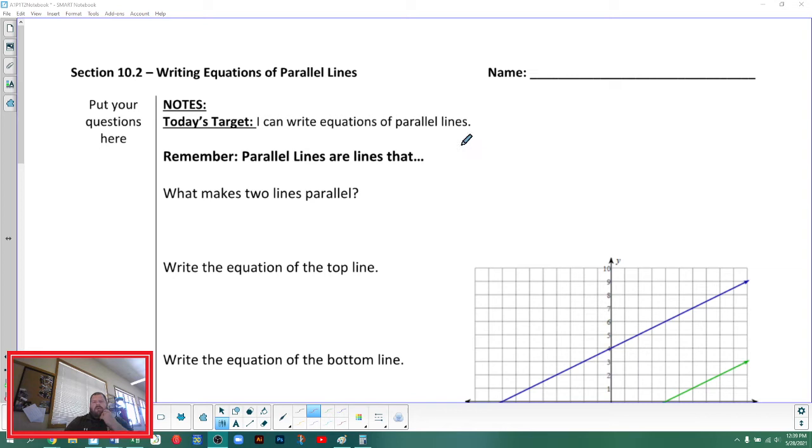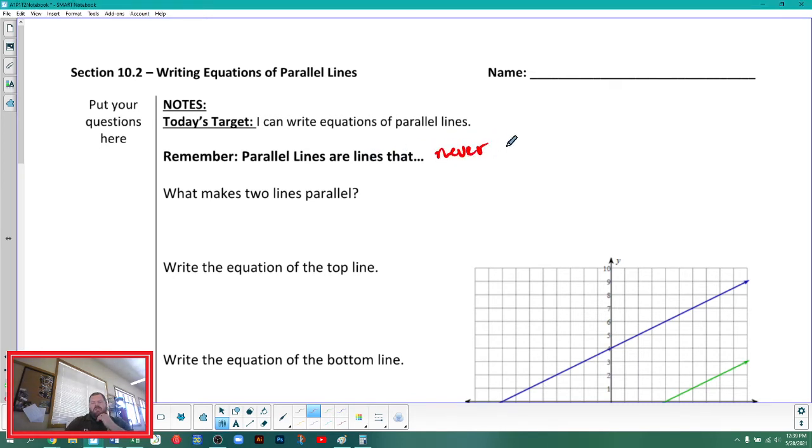Parallel lines, if we remember from yesterday, are lines that never cross. And it's actually more than that. That's just what we kind of want to think of it as. They never intersect, but more importantly, they never get any closer or farther away from each other.